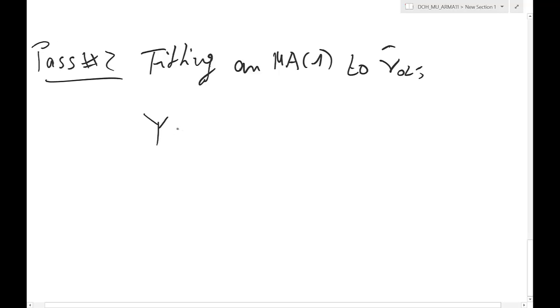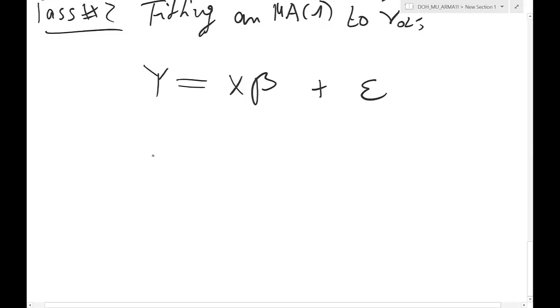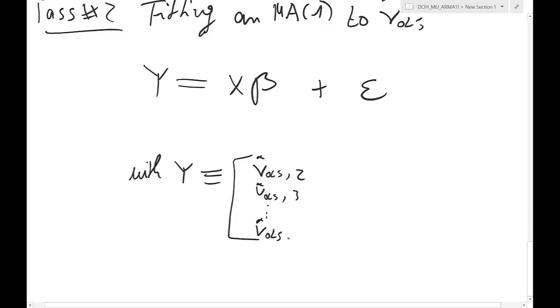Again, we write down the expression for the linear model plus epsilon. Now, what would be the y in that case? Well, again, it's an MA1 structure. So we want to regress the nu of a specific time period on its lag. Therefore, we take that nu 2, and then here is the nu OLS 3, all the way down to nu OLS t. Therefore, here again, dimension is t minus 1 times 1.